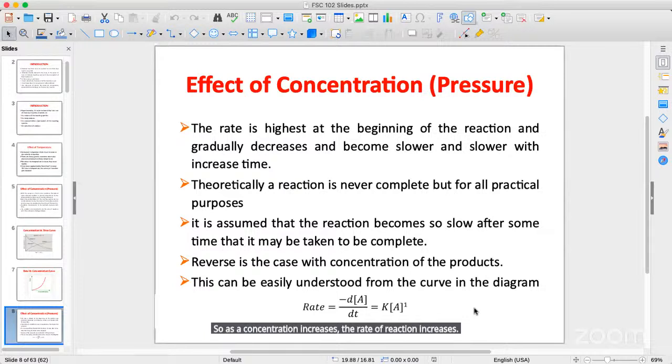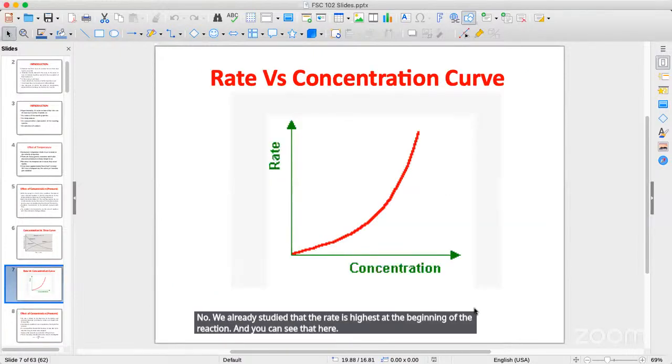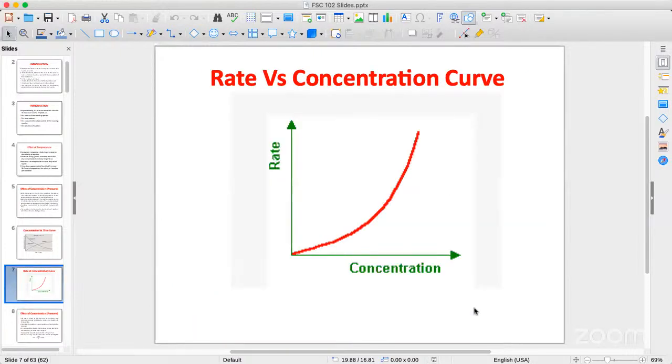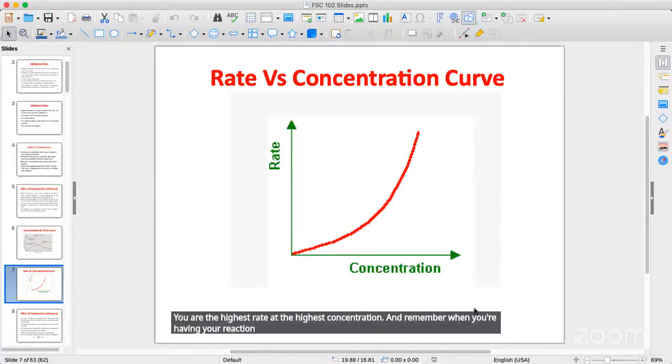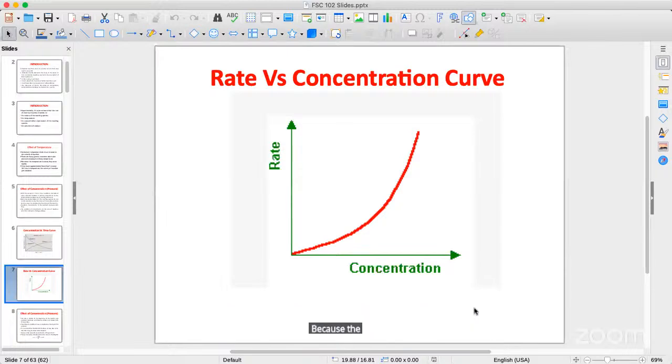Now, we already said that the rate is highest at the beginning of the reaction, and you can see that here. You have the highest rate at the highest concentration. And remember, when you're having your reaction, you're going to have your highest concentration at the beginning of the reaction, because the concentration decreases throughout the course of the reaction.